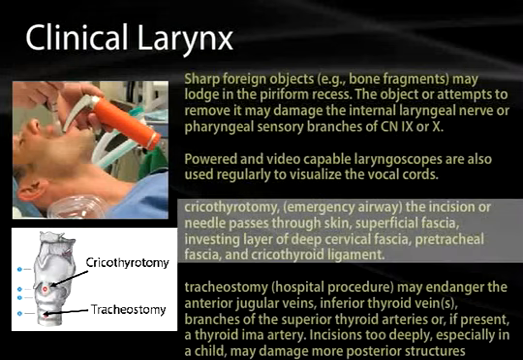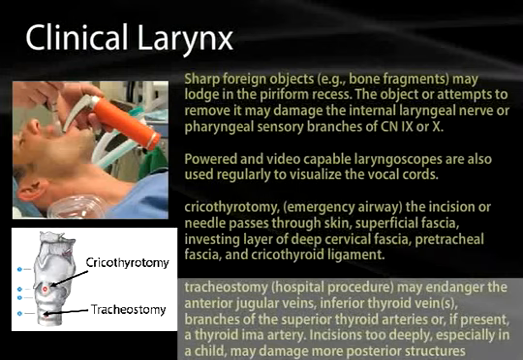Cricothyrotomy is an emergency airway procedure where the incision or the needle passes through the cricothyroid membrane because there's very little in the road of that membrane, and it has a nice backstop with the posterior aspect of the cricoid as well. And then finally, tracheostomy is a hospital procedure.